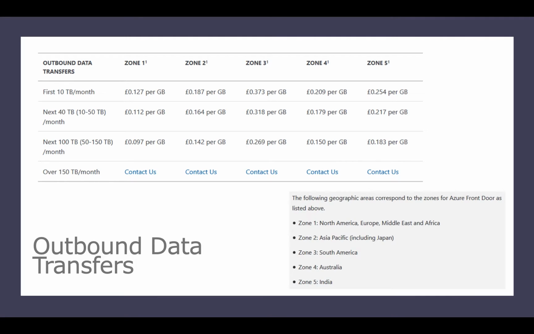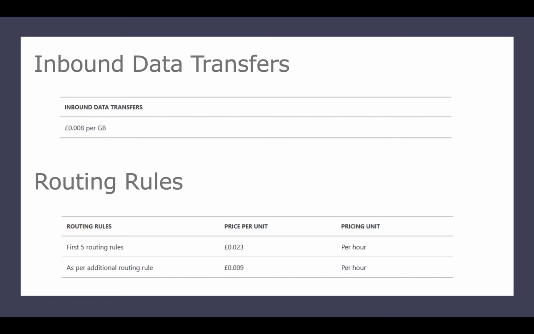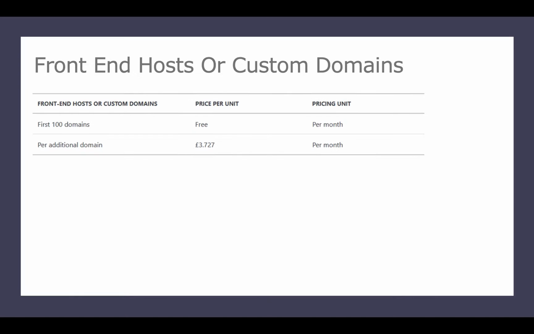Outbound data transfers, just quickly on this, there are different costs for the first 10 terabytes, the additional 40 terabytes, and then from 100 to 150 terabytes, and it's worth noting that there are different costs based on the geographical zone that you're in. Again, inbound data transfers are charged at a standard rate, and for routing rules, the first 5 have a cost, and additional rules have a slightly different cost moving forward from there.